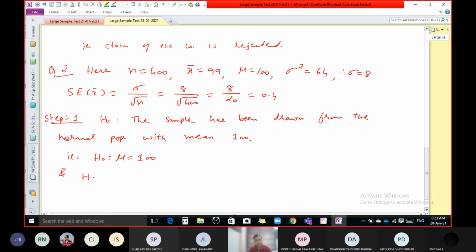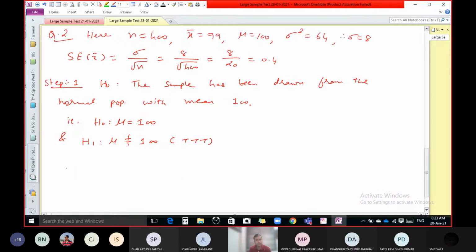And H1, here also no word like greater than, less than, increase, decrease, at least, at the most, up, down, inferior, superior, nothing is given. That means it is two-tailed test. If it is more than 100 or less than 100, in both the cases it is rejected. So it is two-tailed test. So that is the end of step 1.